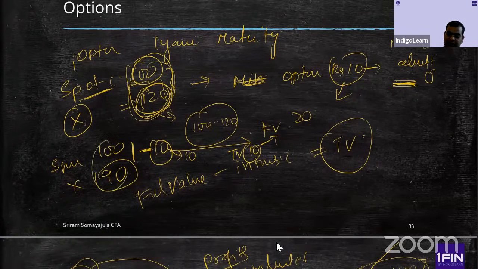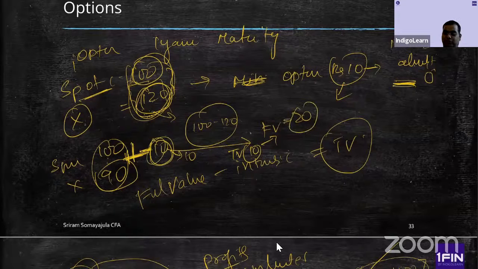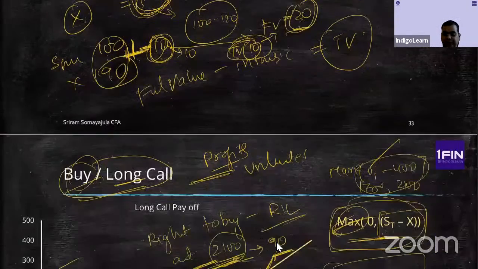Whereas for an option in which the strike price is much below the spot price, that is, today the price is 100 and I want to buy it at 90, today itself I am making a gain of 10 rupees. This 10 rupees is called intrinsic value. Let us say the full value of the option is 20. How do we arrive at this full value? We will explain later. But say the full value is 20. Then this 20 minus this 10 is called time value. So this is the concept of intrinsic value and time value.